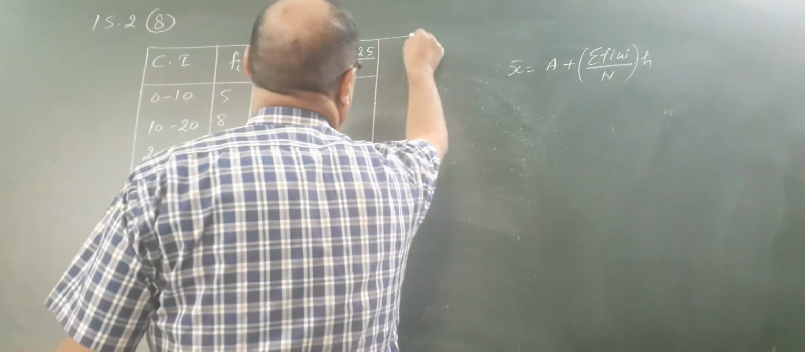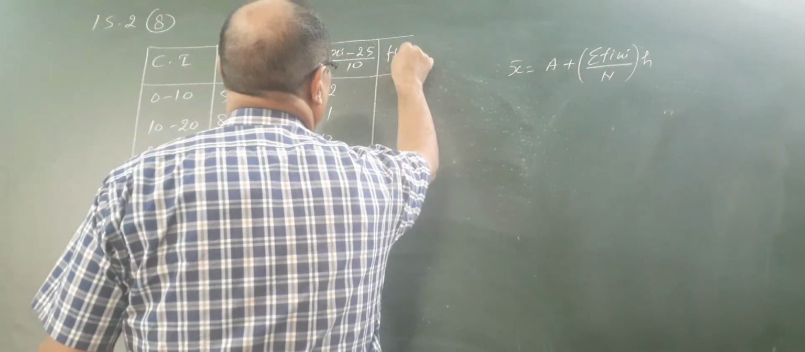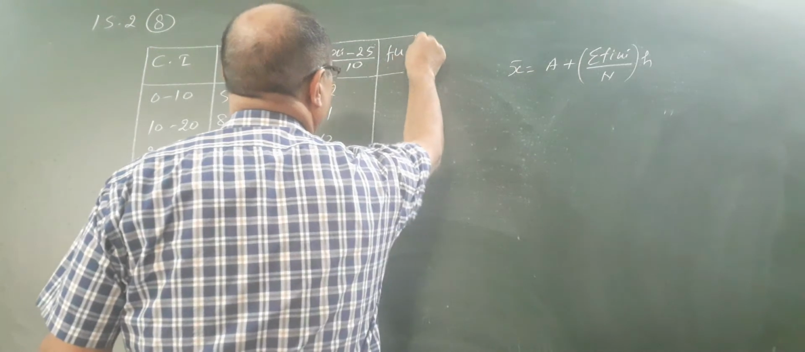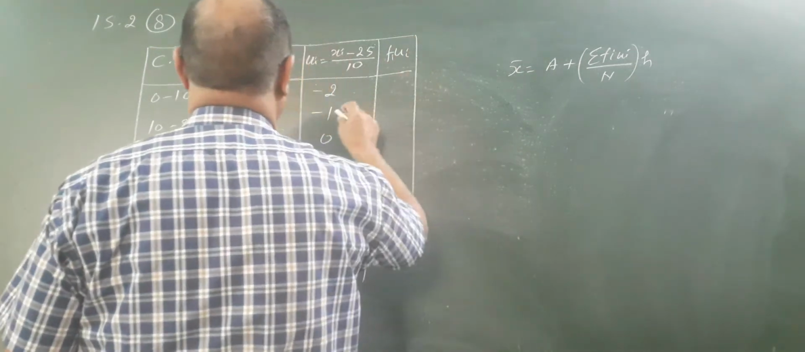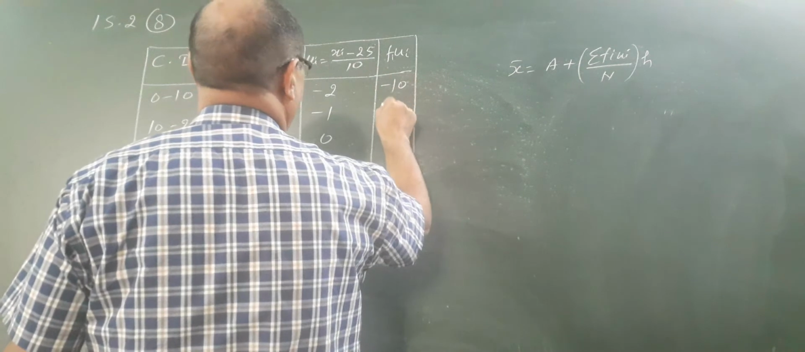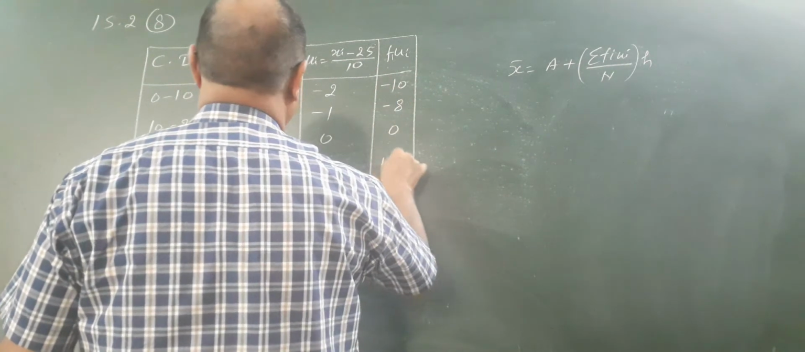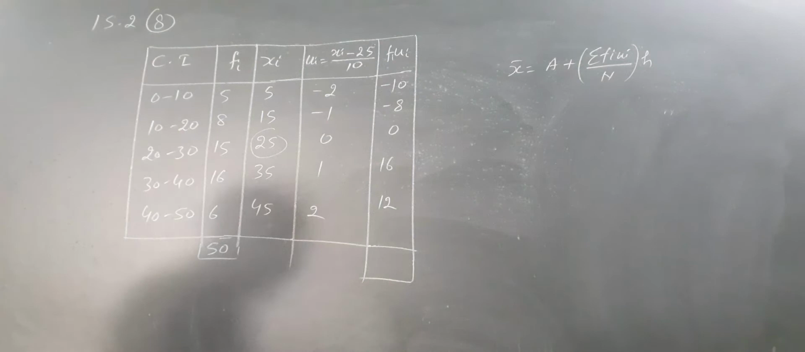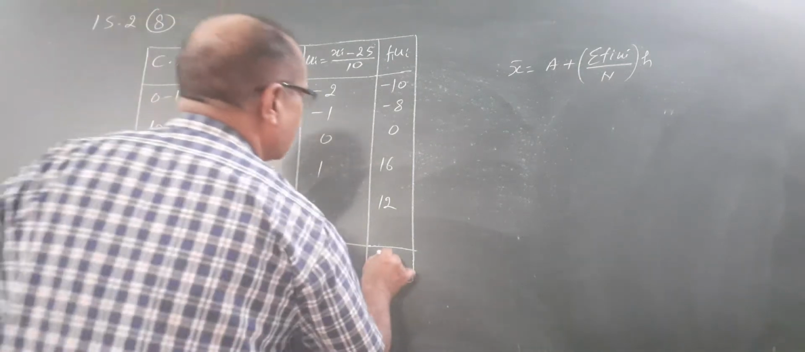Then after ui, you have to find fi ui, that is minus 10, minus 8, then 0, then 16 and 12. See here. First of all, we have to find out ui. After getting ui, you have to find its fi ui, that is minus 10, minus 8, 0, 16 and 12. And write its sum because we need sigma fi ui. So therefore, the total of this is 10.